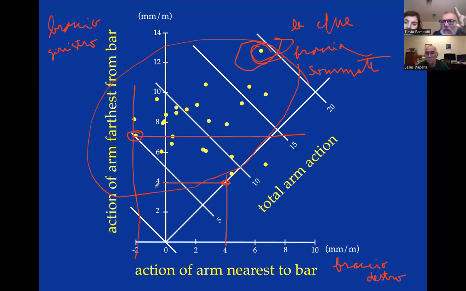So, Professor, a question. Yeah. So does it mean that you are using the action of the nearest arm to the bar to evaluate the best or the worst? No, I use both arms. Okay.